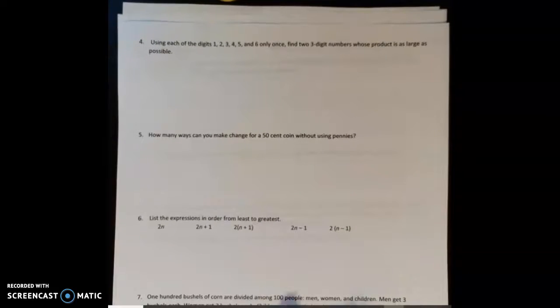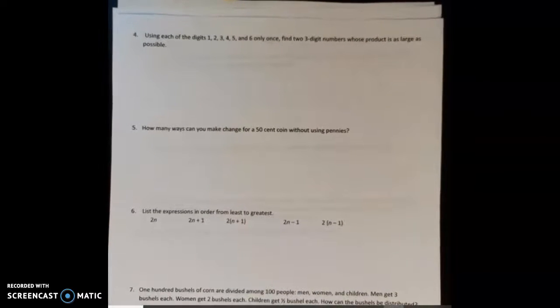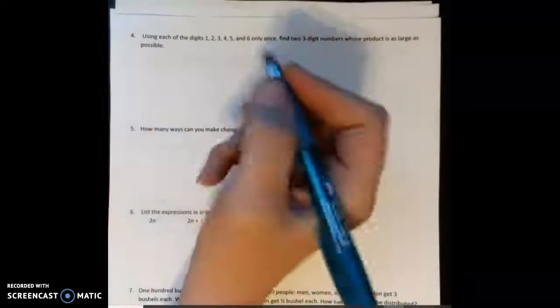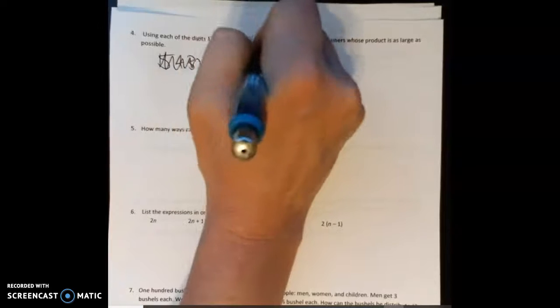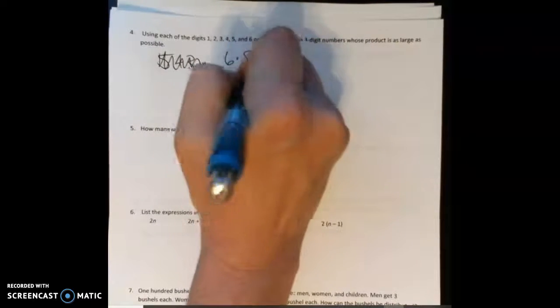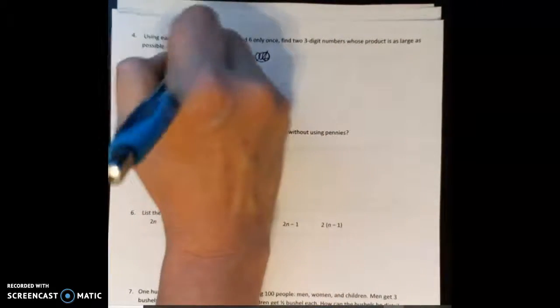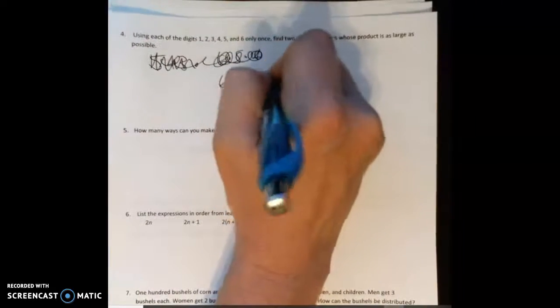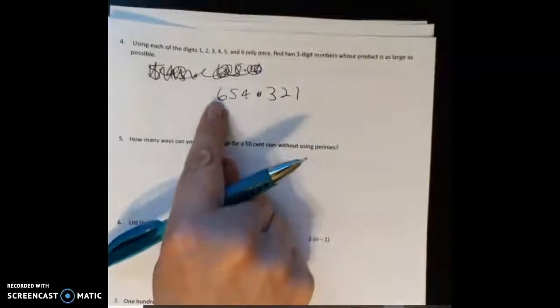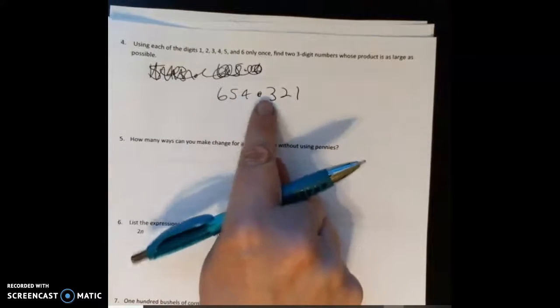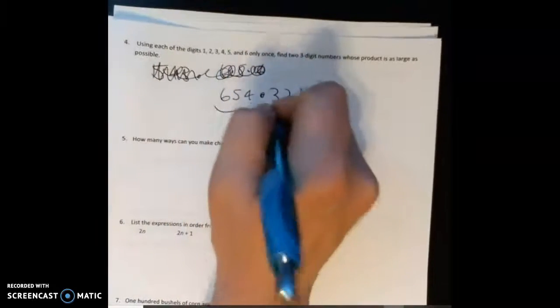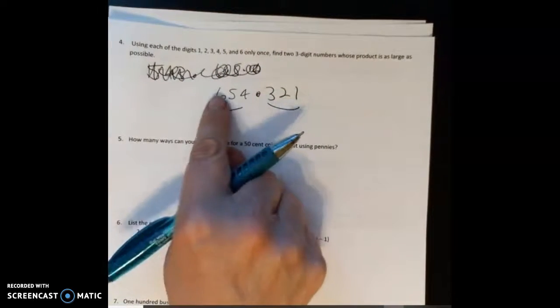All right, so on 4, when I look at student work, a lot of times what students want to try is they'll use 6 and then 5 and then 4 together. So if you have 6, 5, 4 to go for the biggest number you could possibly make, and then they do the other leftover digits as 3, 2, 1. So again, this is a 3-digit number and a 3-digit number, and I have 2 of them. That's what the direction says. All right, so you have 2 3-digit numbers.